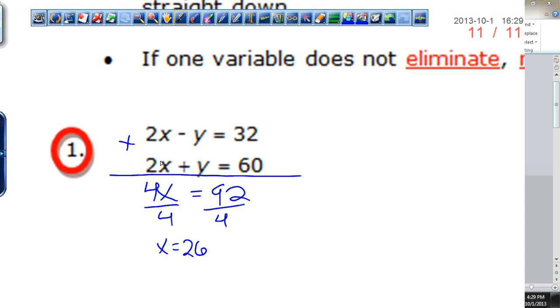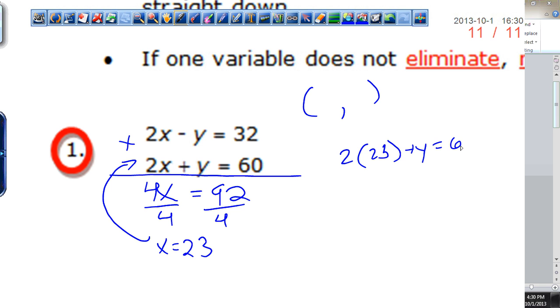Let me double check that. 23, my bad. And then we're going to find the y values. To find the y value, the reason why is that we want a set of numbers, ordered pairs. So I'm going to take 23 and plug it in. So 2 times, I'm actually going to do the bottom one. Scratch that. I'm going to do the bottom one just because it's positive and deals with positive y. So 2 times 23 plus y equals 60. Multiply that, it gets me 46 plus y equals 60. Subtract 46 from both sides. Y is 14, so my ordered pair is 23, comma 14.